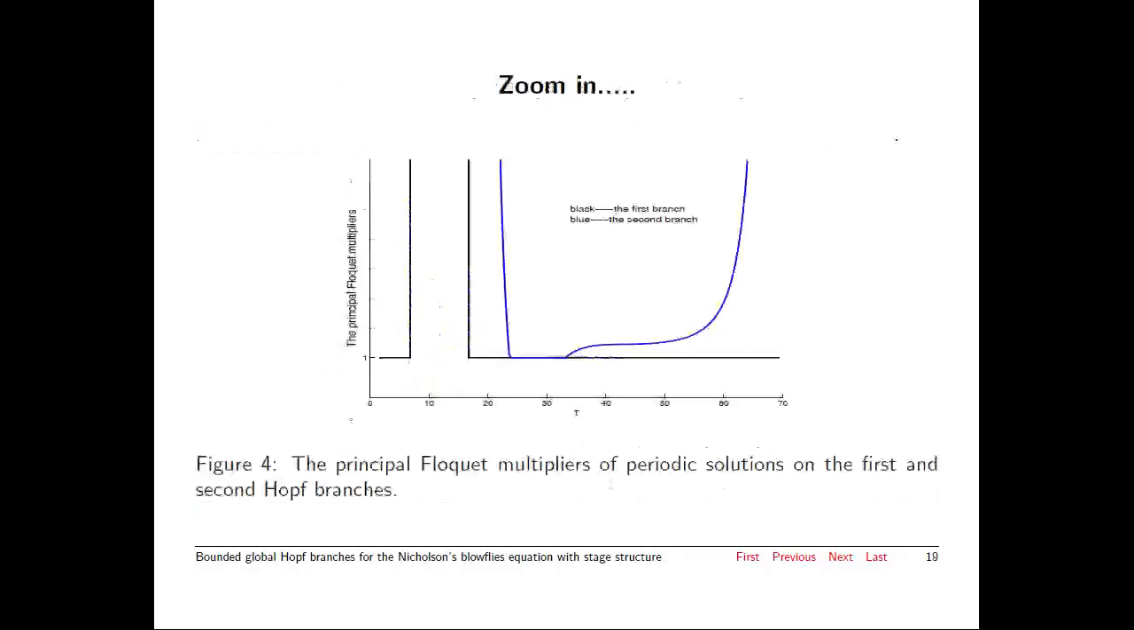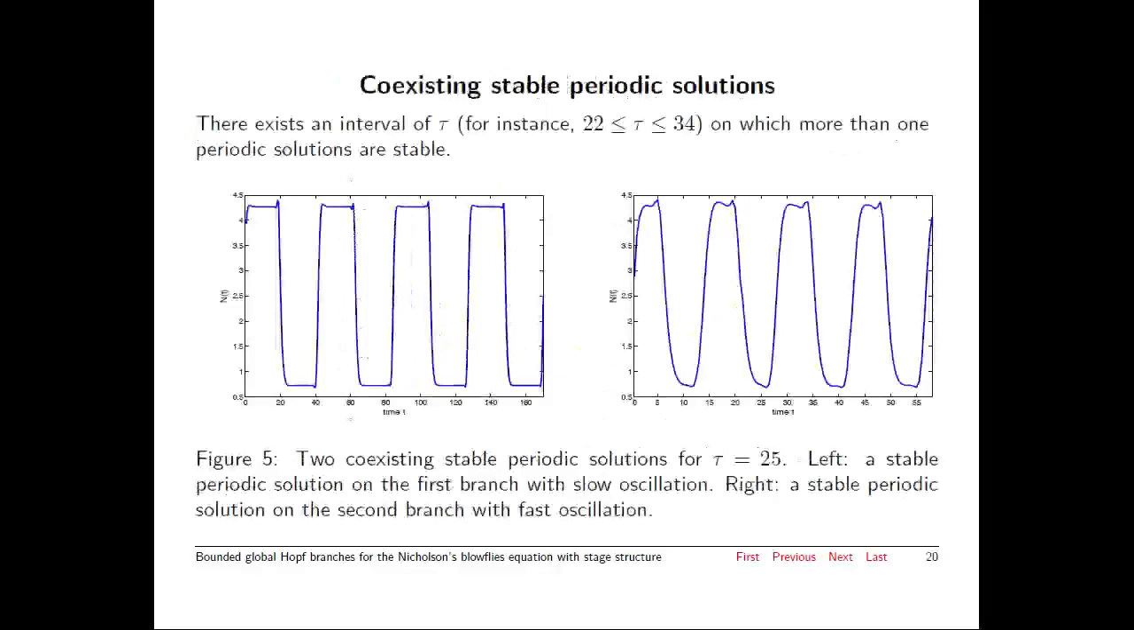So it means here we have two stable periodic solutions and two unstable periodic solutions, but if we apply a small perturbation to the two unstable periodic solutions, they will eventually converge to the slowly oscillating periodic solution on the first branch. And here we can at least numerically say that the basin of attraction of the periodic solution on the first branch may be larger.